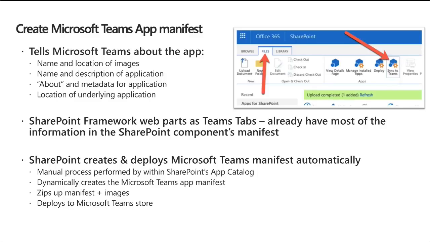The way you do this is that you're effectively going to need to package up your application, the images and the manifest file, and then deploy them over to the Teams store so that Teams knows that this custom tab is an application that can be installed inside your Microsoft Teams experience. Now, this manifest file, as I said, contains the name and location of those images, the name and description of the application, some metadata like privacy and additional details about the publisher, and then the location of the underlying application.